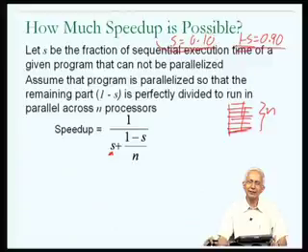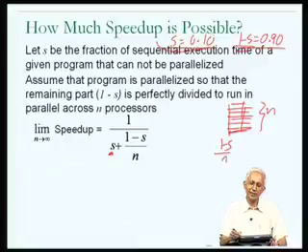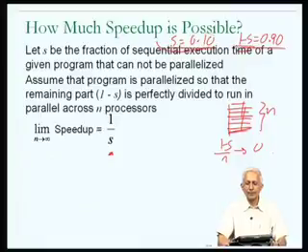I can calculate that by looking at the limit as n tends to infinity. And what is the limit of this expression as n tends to infinity? As n tends to infinity, this (1 minus s) divided by n will tend to 0, and I will be left with 1 divided by s. So this is the answer we were looking for. If you have a sequential program in which the fraction s of its sequential execution time cannot be parallelized, and you took the remaining 1 minus s and perfectly parallelized it across an infinite number of processors, then the best speedup that you could get would in fact be 1 divided by s, even if you had an infinite number of processors.